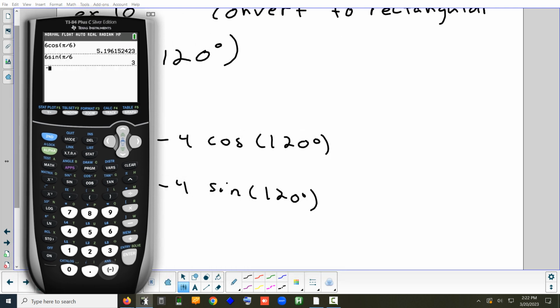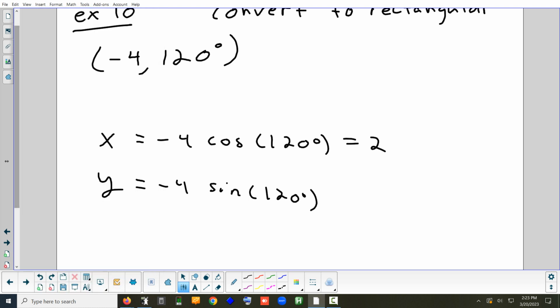Alright, let's do the first one. -4 cosine 120. Okay, that one did not come out nice. We got -3.26. Oh, I'm not in degrees, that's right. Why did I change to radians? Oh, the last problem is in radians. Thank you. Okay, I thought it should come out nice. So yeah, that one comes out nice. So we get 2.